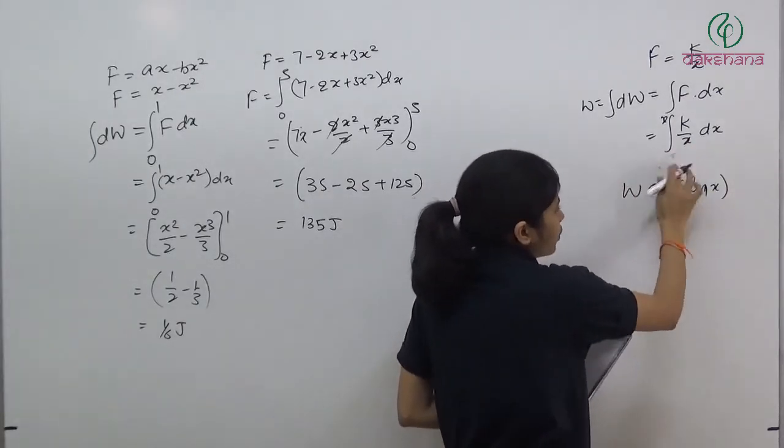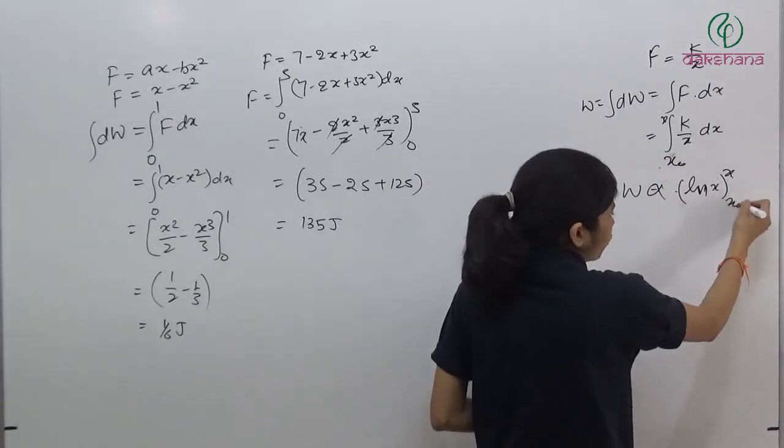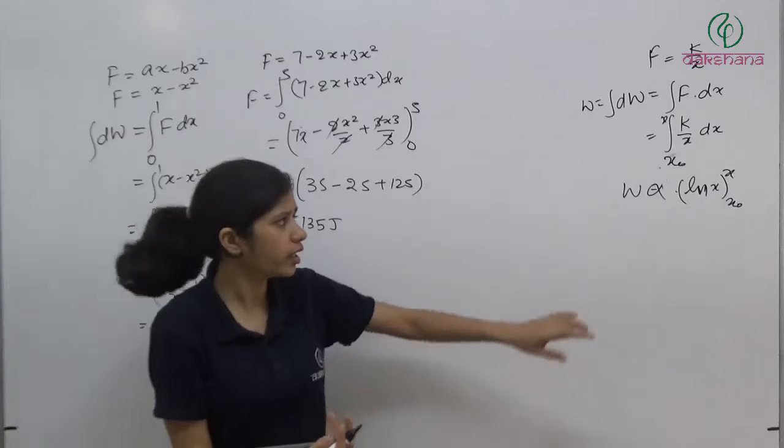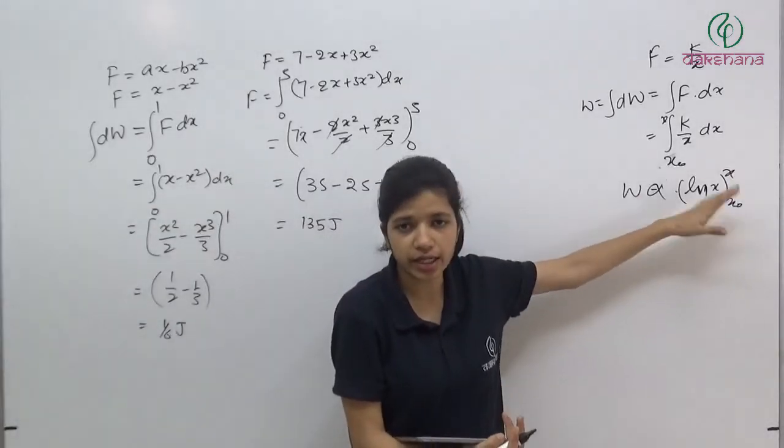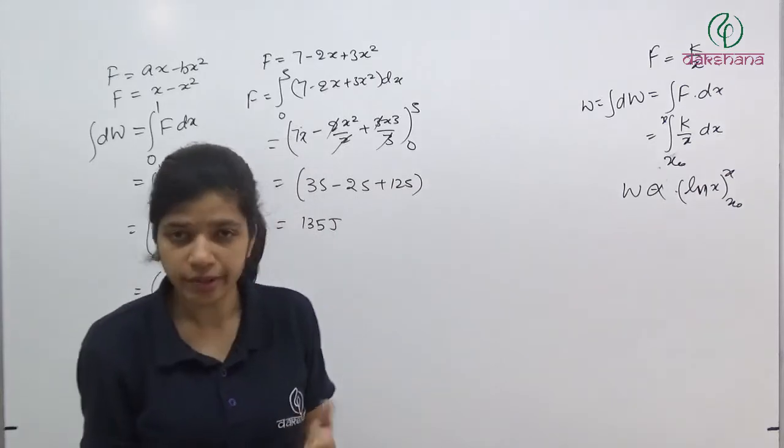And also here we should have x naught, because ln 0 we cannot write. So from x naught to x we can write. Clear? Because ln of 0 doesn't exist. So none of these will be the answer.